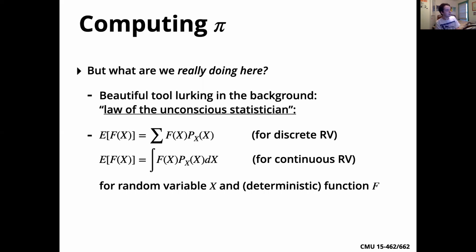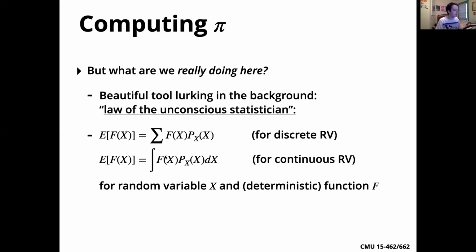So here it is. I have the discrete version written down, but we're mostly going to talk about the continuous version. We have a random variable x and a deterministic function f. We're trying to find the expected value of f of x, which is the integral over all x of the value f of x times the probability that the variable x equals x.